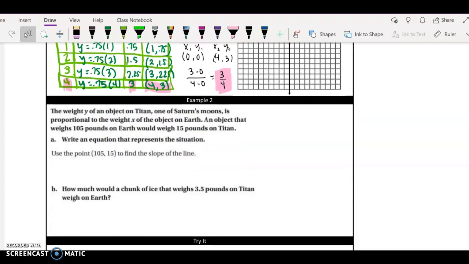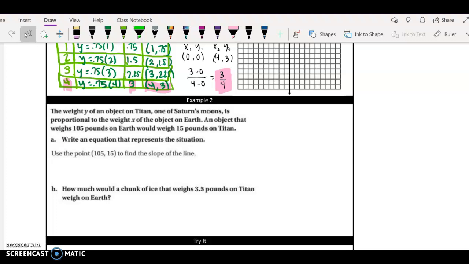All right, example 2. The weight y of an object on Titan, one of Saturn's moons, is proportional to the weight x of the object on Earth. An object that weighs 105 pounds on Earth would weigh 15 pounds on Titan. So write an equation that represents the situation. So we are going to use the point 105 and 15 to help us find the slope of the line.